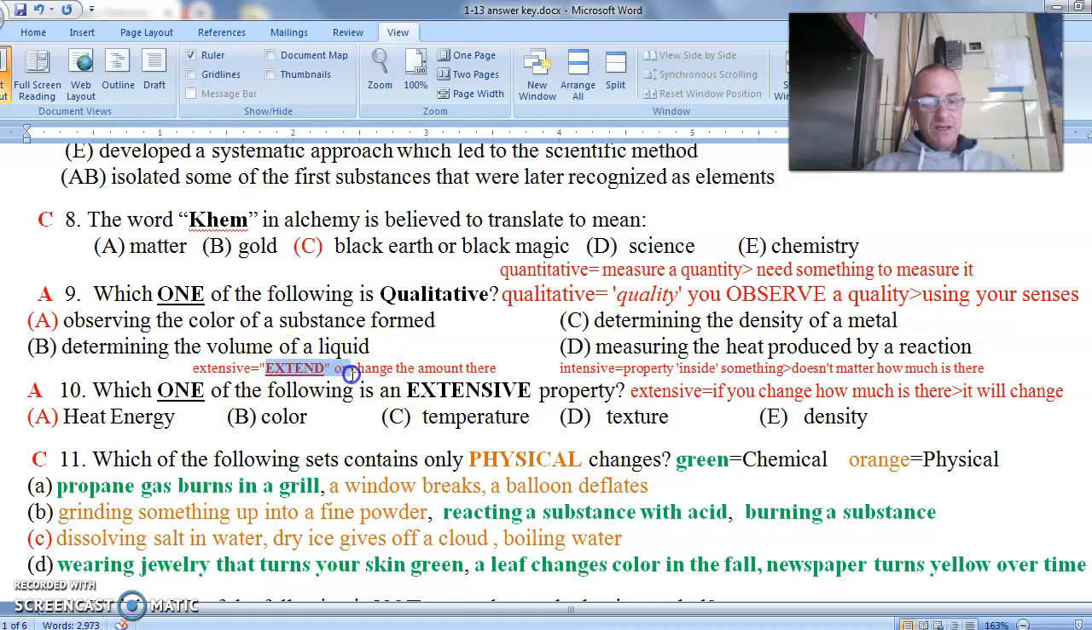Extensive means it matters how much is there. Extensive, if you extend how much is there, this property would change. It is unlike intensive, which is a property of matter inside this object. It doesn't matter how much is there. So really, when they're asking which is extensive, they're asking which of these matter how much is there. And we just mentioned in question number 9 that heat energy matters how much is there.